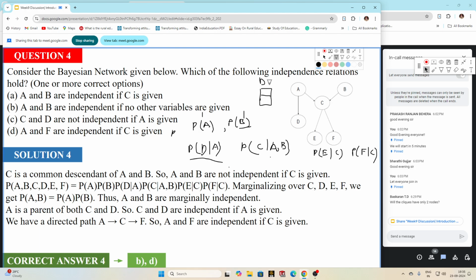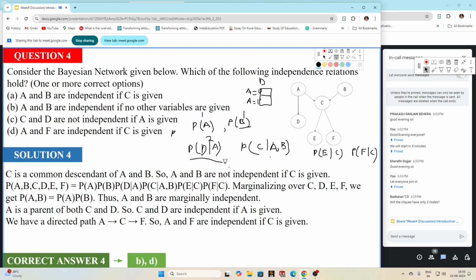As D is dependent on A, we will have one case as A equals 0, and a second case as A equals 1. That means when A is not there, that is A bar, or when A is there, that is A. Because D depends on A, and A will have two cases: either it will happen or it will not happen. So that is why we require two cases: P(D) when A equals 0 and P(D) when A equals 1. That is why I have written 2. Is it clear?